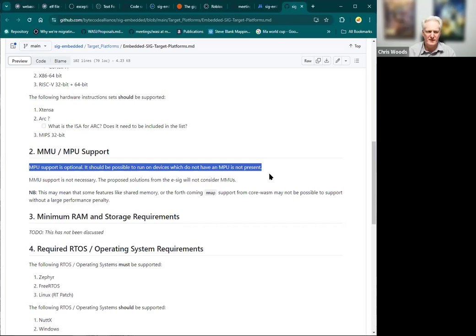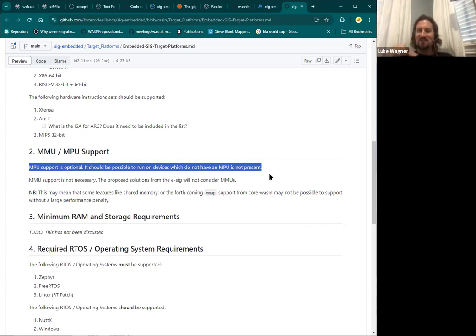Let's kick off some online discussions on the Git repo for MMU support and propose that we change it to compulsory. It's not optional. And there needs to be an MPU or an MMU. I was guessing that the intention of this was to say we're not going to have designs which require an MMU, not that we're not going to support them.